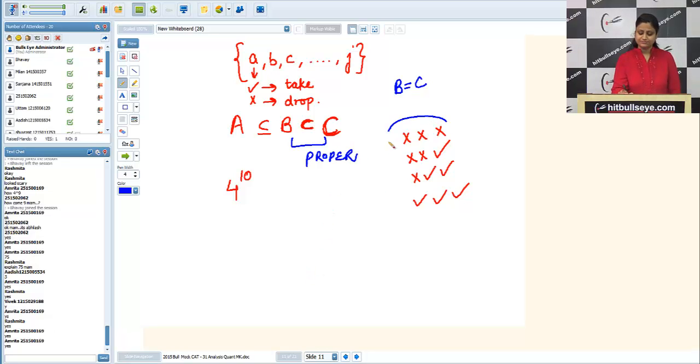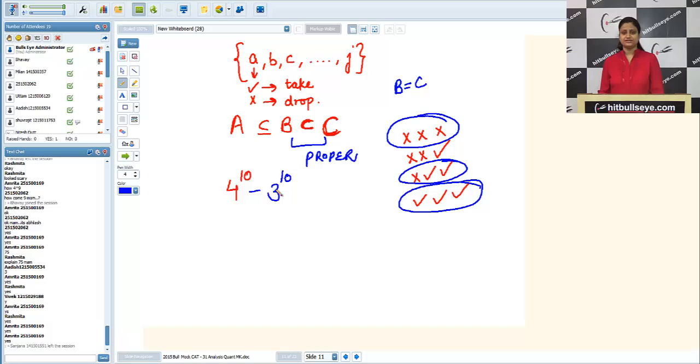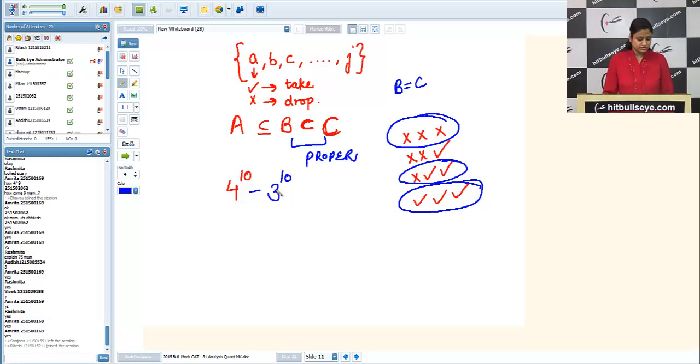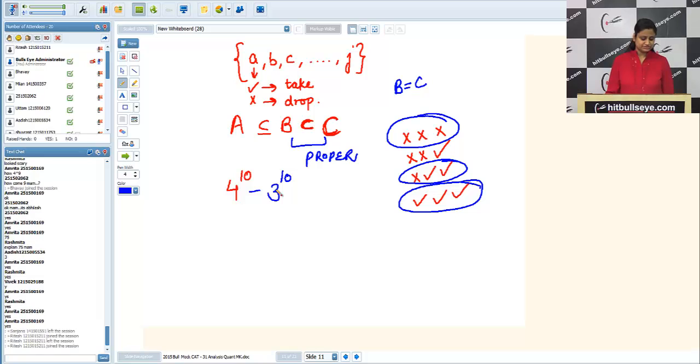And these cases are first, second and third. So for every element, there are three choices where our condition is not satisfied. That's why we are subtracting those. So my answer will be 4 raised to power 10 minus 3 raised to power 10. Very, very good logical set. Very good question it was.